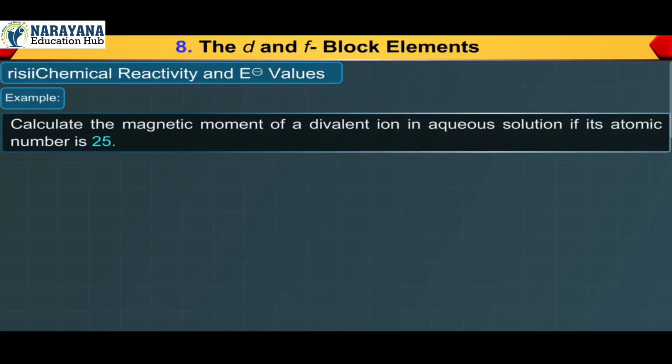Example: calculate the magnetic moment of a divalent ion in aqueous solution if its atomic number is 25.